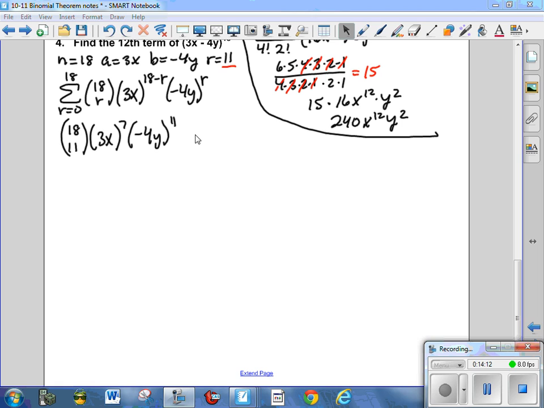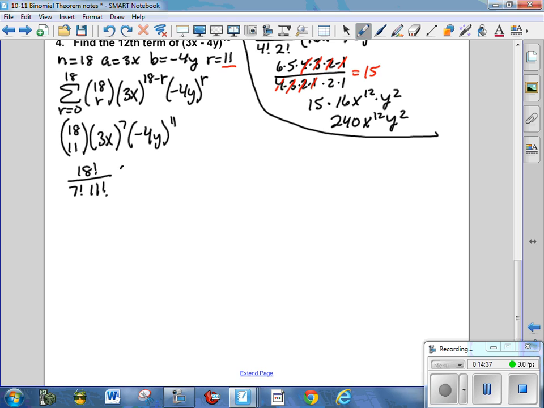Now I just wanted to show you a little shortcut when you see the 18 and the 11 here and the 7 and the 11 here. 18 select 11 is 18 factorial over 7 factorial, 11 factorial. Notice that the two numbers in the denominator match these two exponents. That will always be true. Cool, huh?